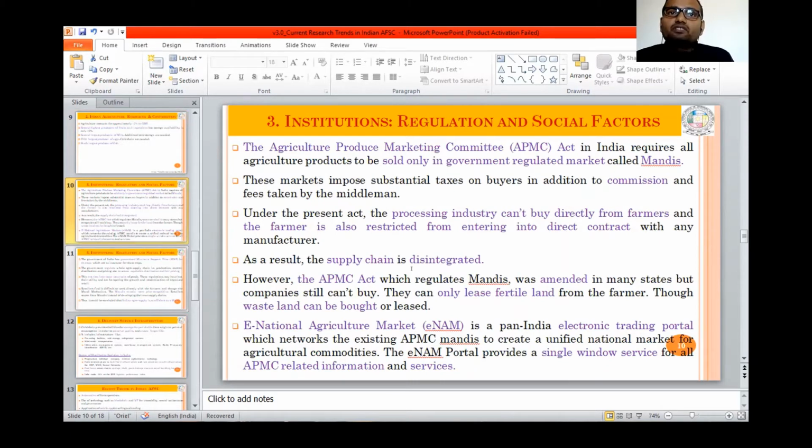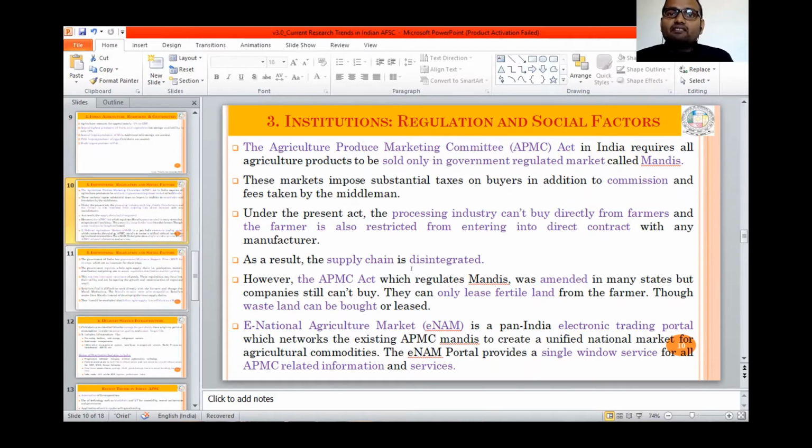So, regulation-wise and social factors. In India, we have an act known as the Agriculture Produce Marketing Committee Act. What does this act do? It allows the farmers to sell their produce only in the government-regulated markets, called mandis, as I previously discussed. The farmers cannot directly sell their produce to the manufacturer. So the whole system is as efficient as the mandi is, and we also know a supply chain is as strong as its weakest link. So if the mandi is malfunctioning, there are lots of problems. As a result, the supply chain is disintegrated.